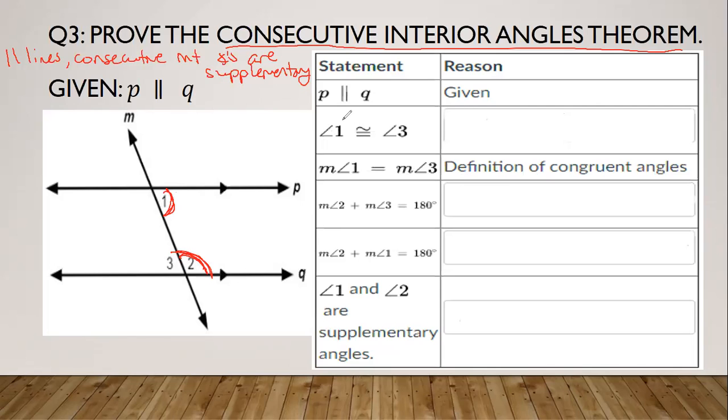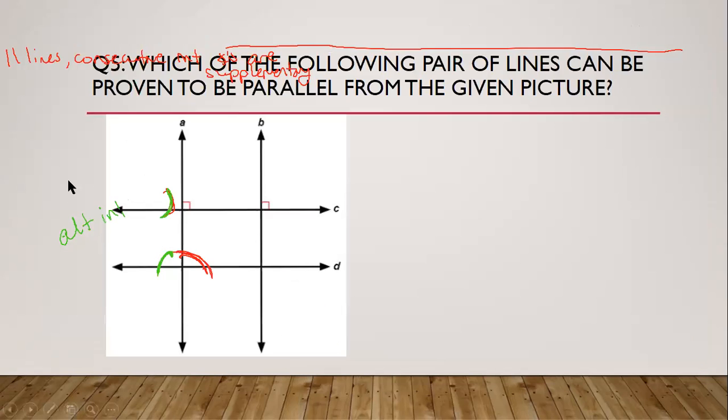Okay. So we're given that P is parallel to Q, line P is parallel to line Q. That's our given. The next statement they make is angle 1 is congruent to angle 3. So they're saying that angle 1 is congruent to angle 3. Well, if my lines P and Q are parallel, angle 1 and angle 3 are alternate interior.